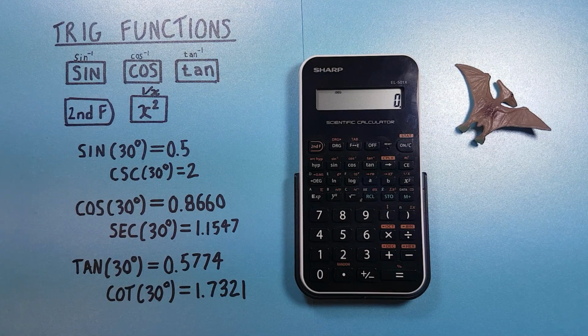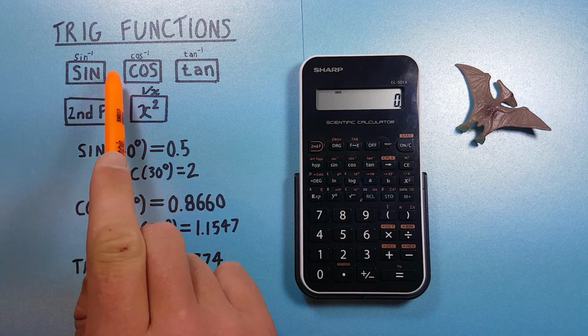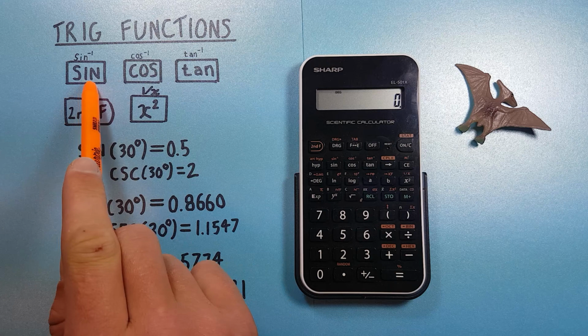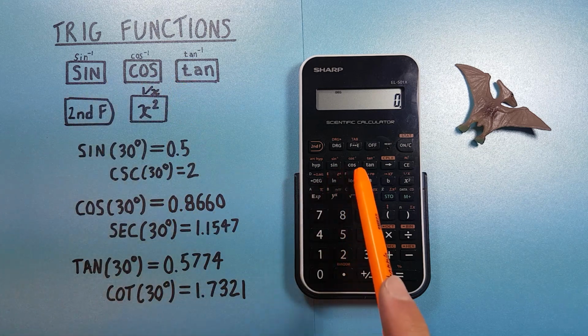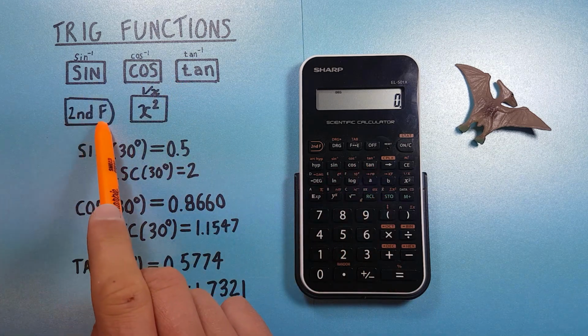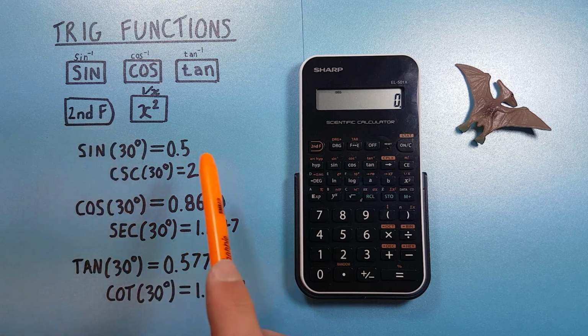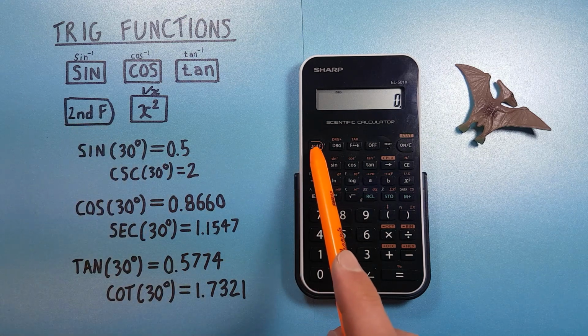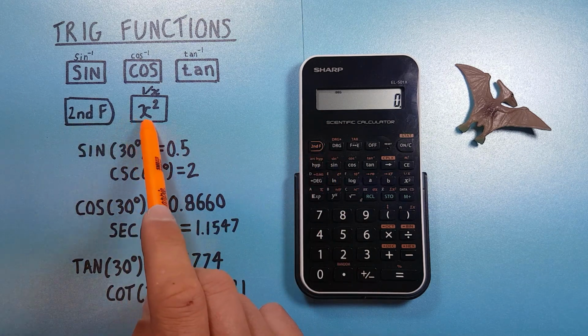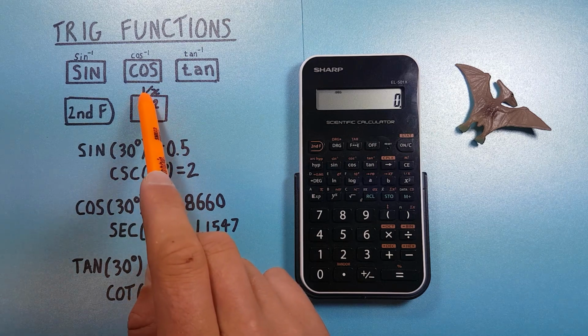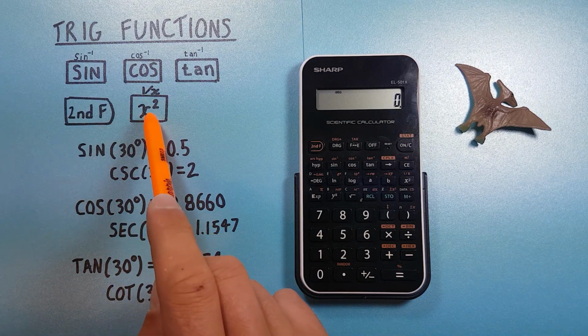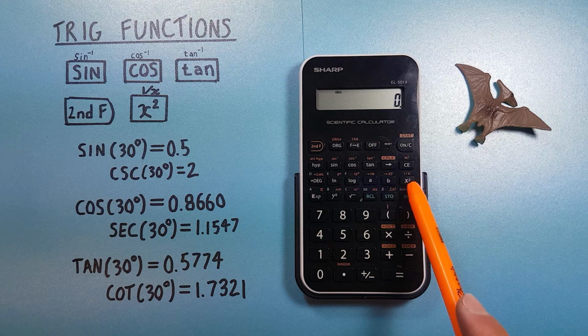I'm Rick, and right now we're going to have a quick look at how to do trig functions on the Sharp EL-501X calculator. To do this, we'll be using the sine, cosine, and tangent keys, which look like this and are located here, as well as the second function key, which looks like this, located here in the top left corner, and the x squared key with the second function of x inverse. It looks like this, and it's located here.